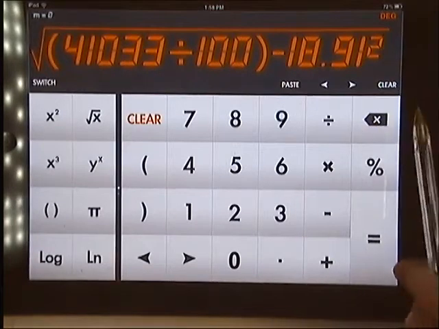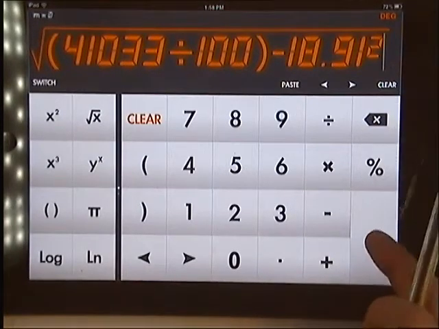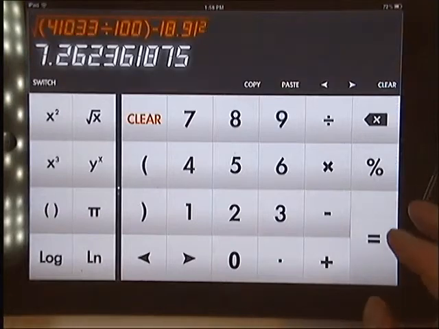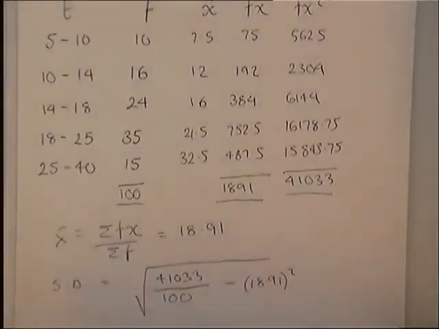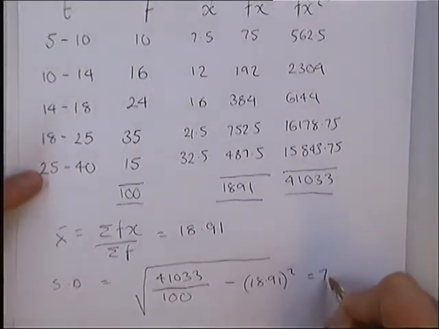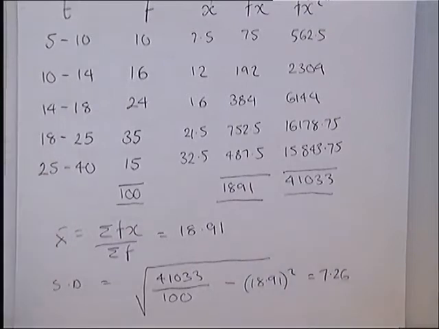Be confident you can do this. I guarantee you will be asked to do this calculation in your exam. And the answer comes out as 7.26. So standard deviation equals 7.26. If you practice these enough, you really shouldn't have any trouble doing them.